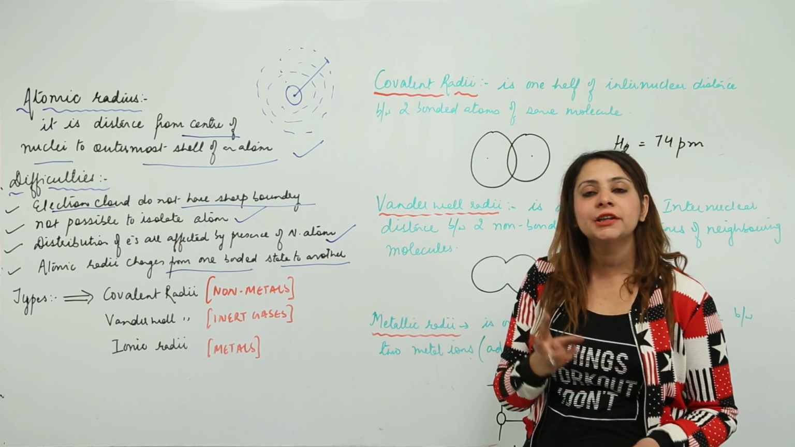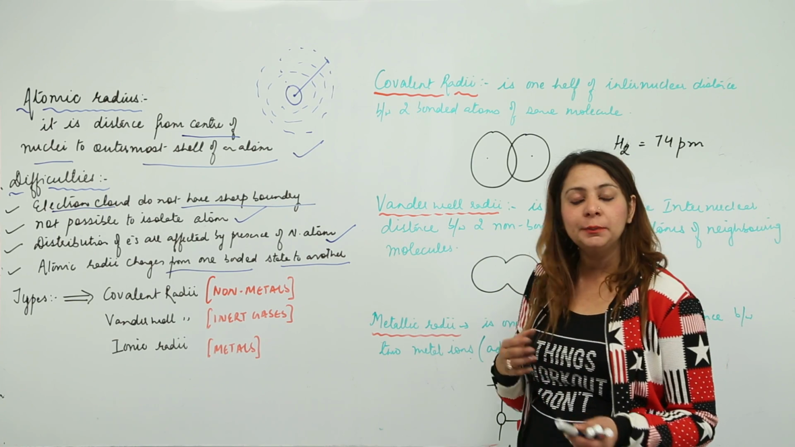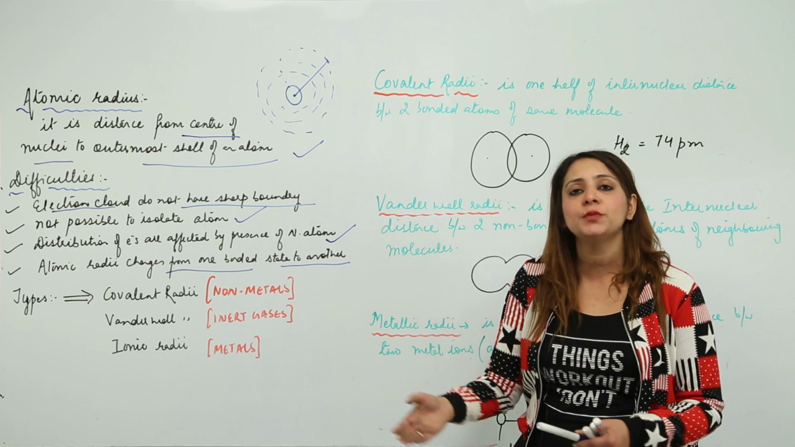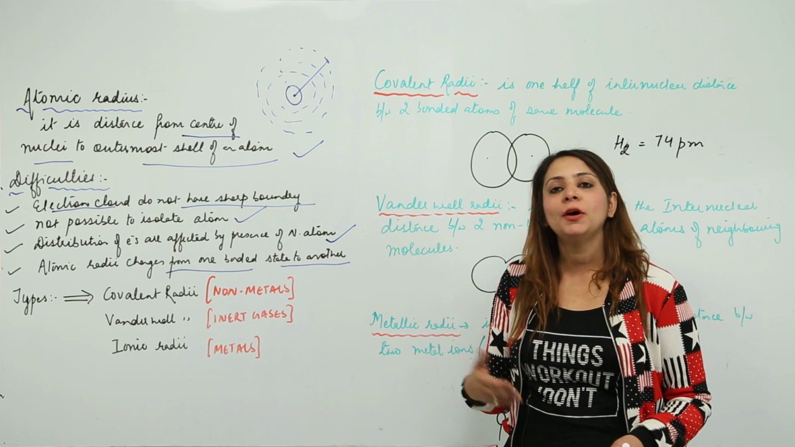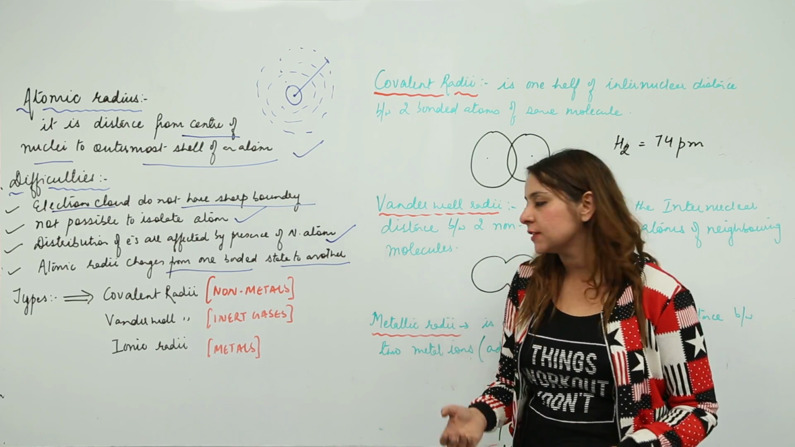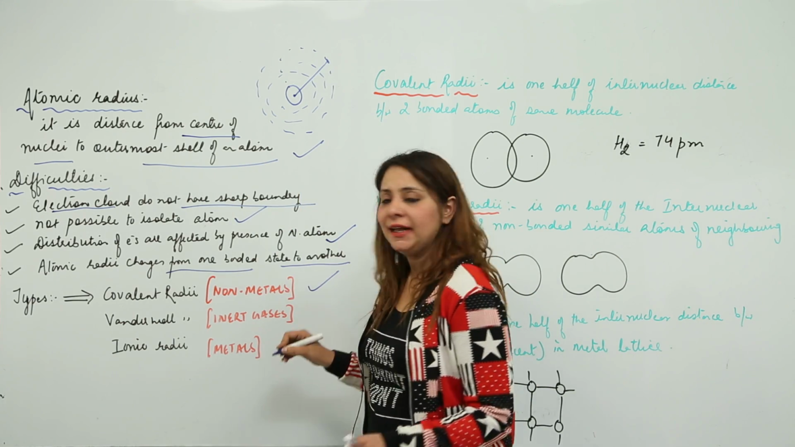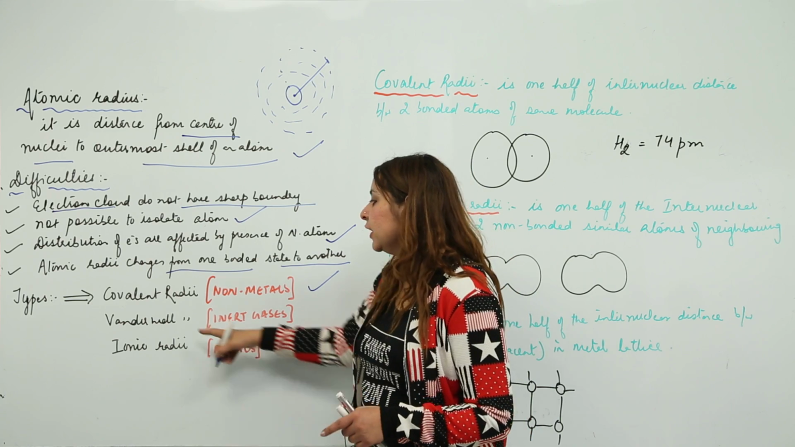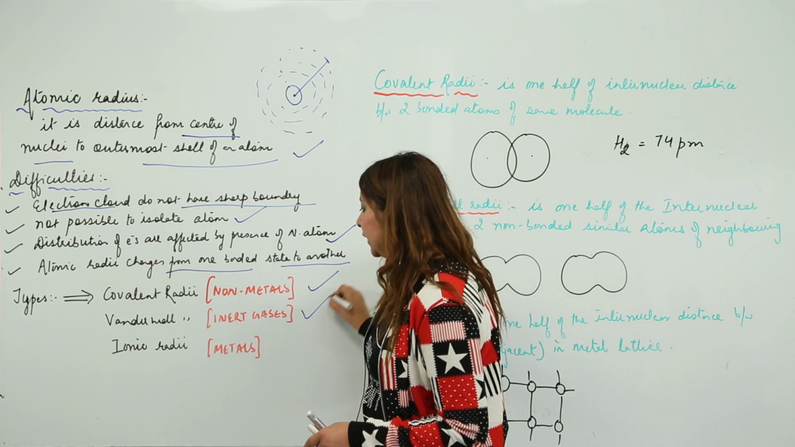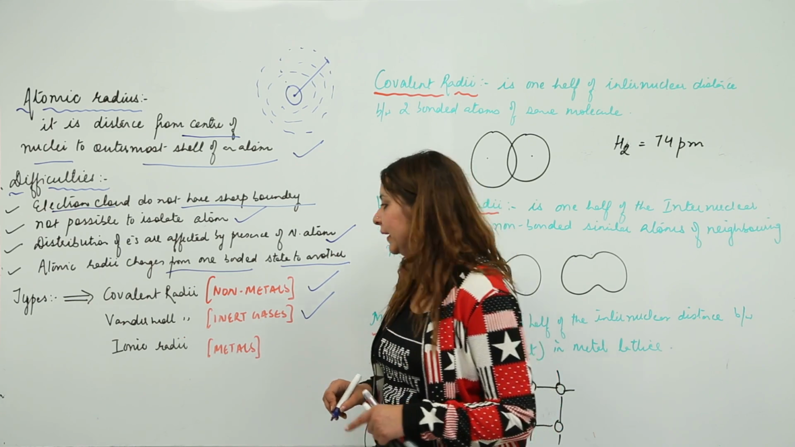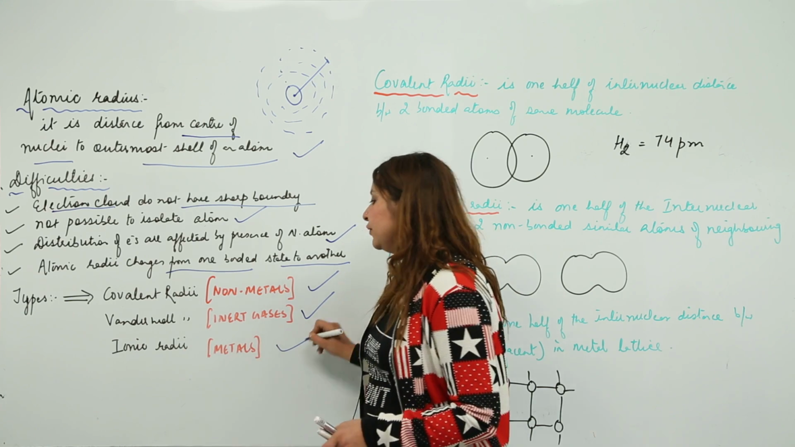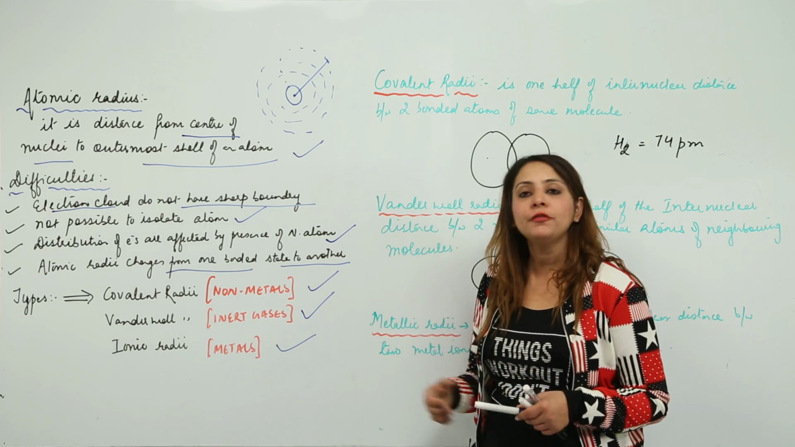So we have basically three kinds of atomic radii depending upon what kind of element we are talking about, whether we are talking about metal, non-metal or inert gases. So we have covalent radius, which operates in case of non-metals. We have van der Waals radius, which operates in case of inert gases or noble gases, and we have ionic radius, which operates in case of metals.